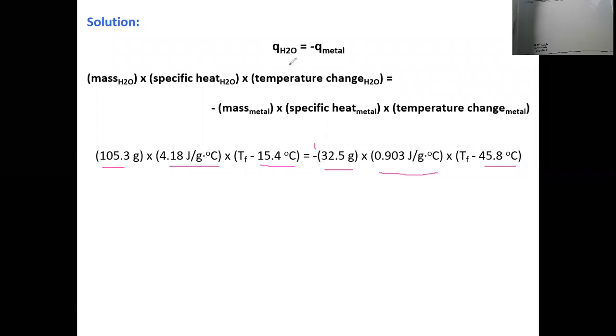Now what we are left with as our unknown is the final temperature of both objects. The final temperature value is going to be the same for both materials because thermal equilibrium is our final temperature. So this just becomes a little bit of an algebra problem.